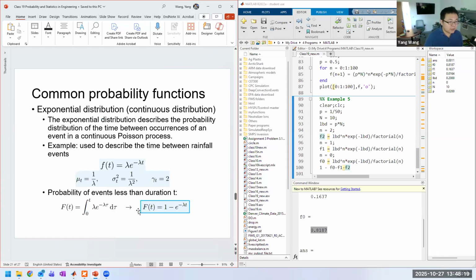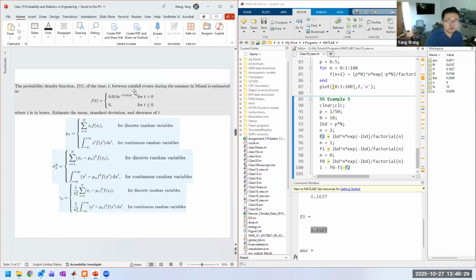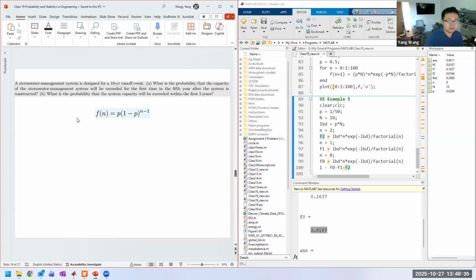Okay. So after that, there's also the exponential distribution. The exponential distribution was already shown earlier regarding the Miami rainfall, the time between two rainfall events. And we found that the estimated time gap is around 3 days.